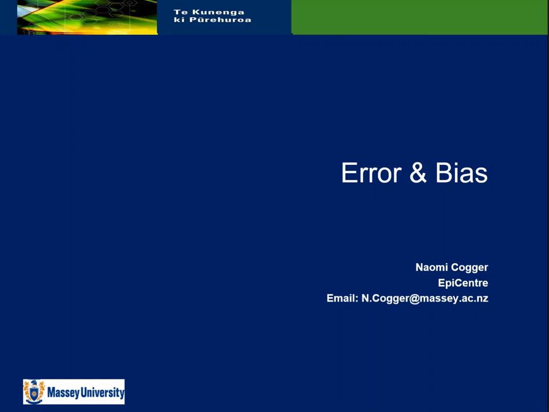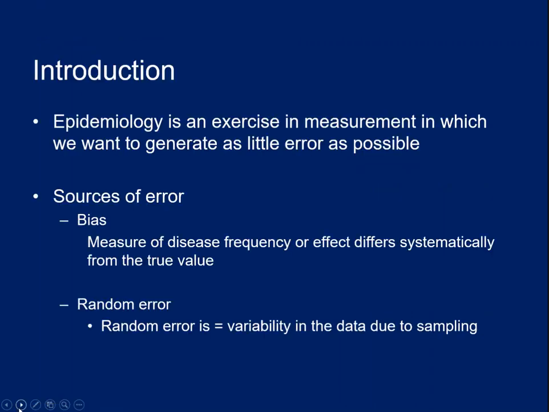Hi, and welcome to this presentation in which we're going to introduce the concepts of error and bias. Let's start by reminding ourselves what we are doing when we do epidemiology. It's a game of measurement. We're wanting to know whether or not someone or something has disease. We want to know about exposures, and we're trying to measure those values in a population. And we want to do it with as little error as possible.